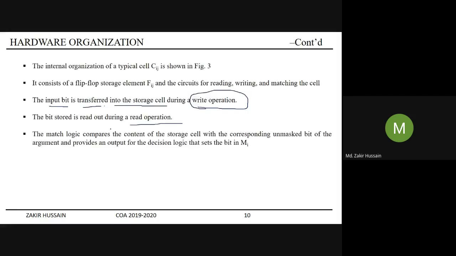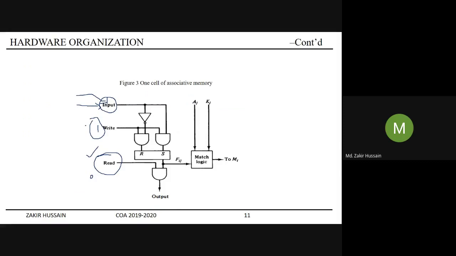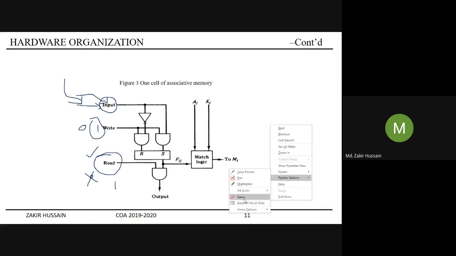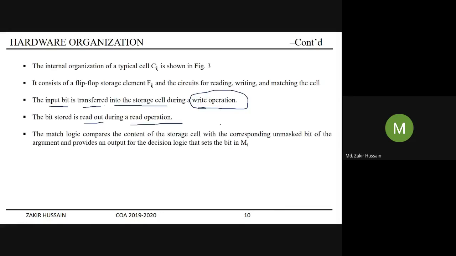So the bit stored is read out during read operation, meaning at that time, this is set to zero and no word will be given through this input because it is reading out. So at that time this is one. So that is the setting here. Let me again clear this.